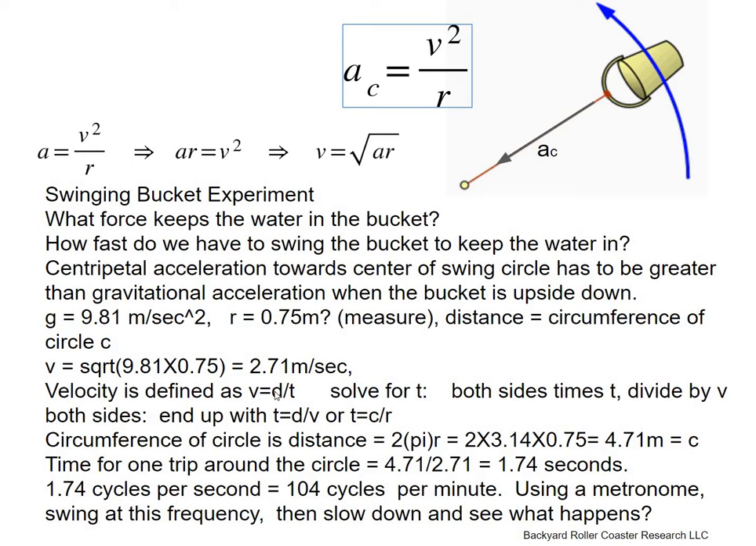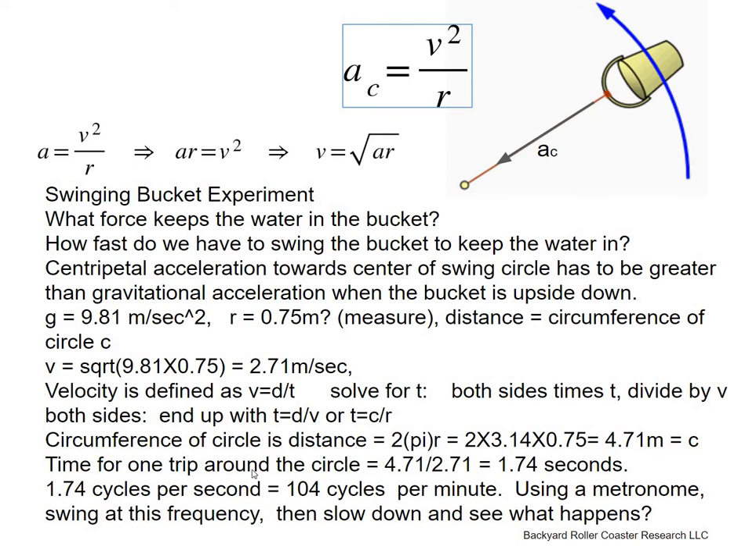Velocity is distance divided by time. We solve for t: both sides times t, divide by v, both sides. We end up with time equals distance divided by velocity, or time equals the circumference divided by velocity. The circumference of the circle is a distance, 2 pi r. Remember, 2 times pi times r is the circumference of the circle. In our case, where r equals 0.75 and pi is 3.14, our circumference, I'll call it c, is 4.71 meters.